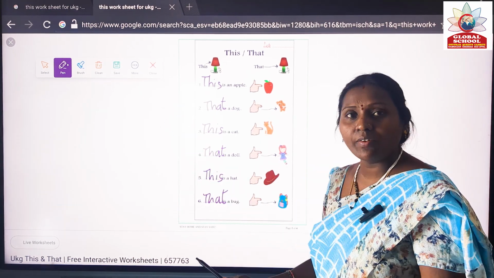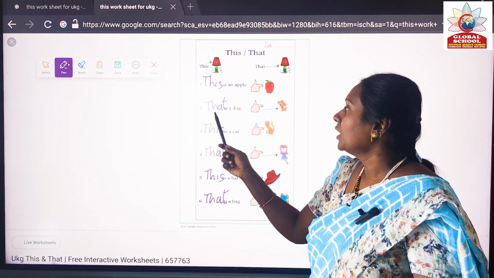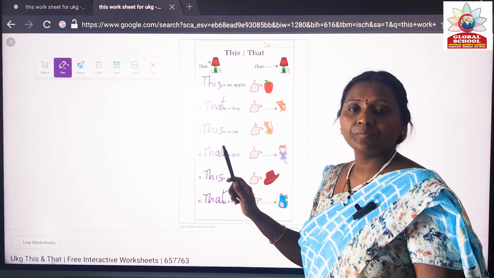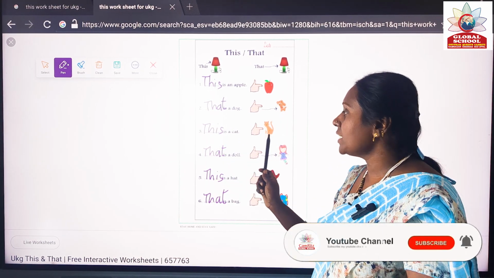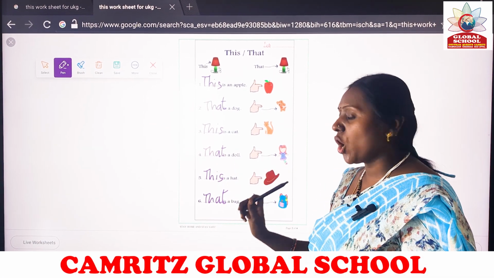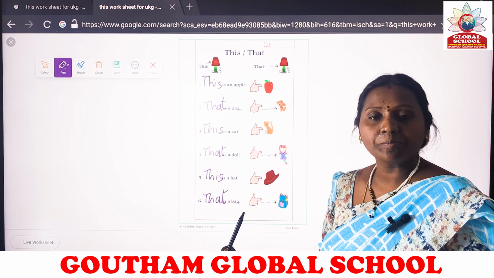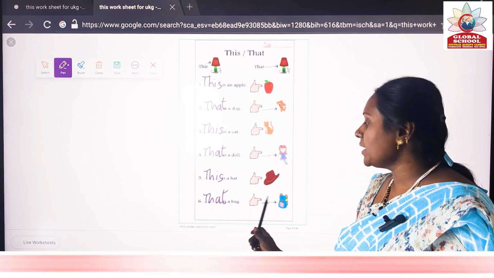Now let us see. Everything we read. This is an apple. That is a dog. This is a cat. That is a doll. This is a hat. That is a bag.